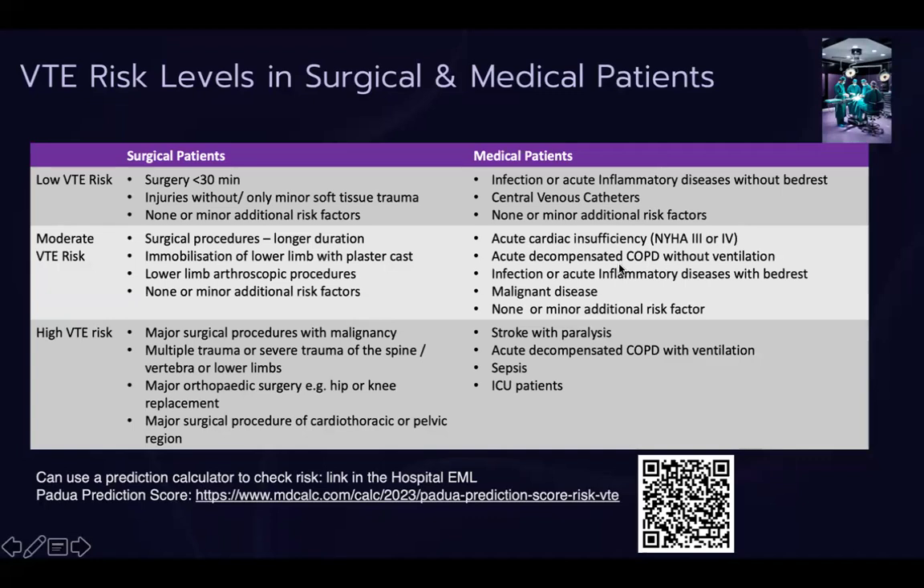If you've got somebody with decompensated COPD that you're still not ventilating, those are also moderate risk. Patients with infection or acute inflammatory diseases that are staying in bed, anybody with malignant disease, and again, any of these that don't have any additional risk factors. And then your high VTE risks are patients who've got stroke with paralysis, patients who are on ventilation, for example, with COPD, sepsis patients, ICU patients, and of course, any of these that have additional risk factors.